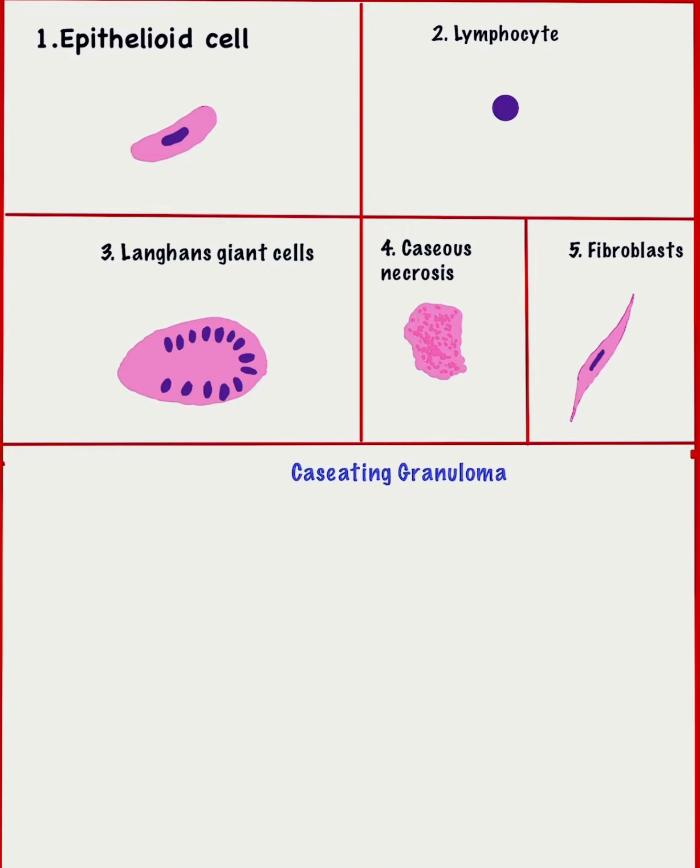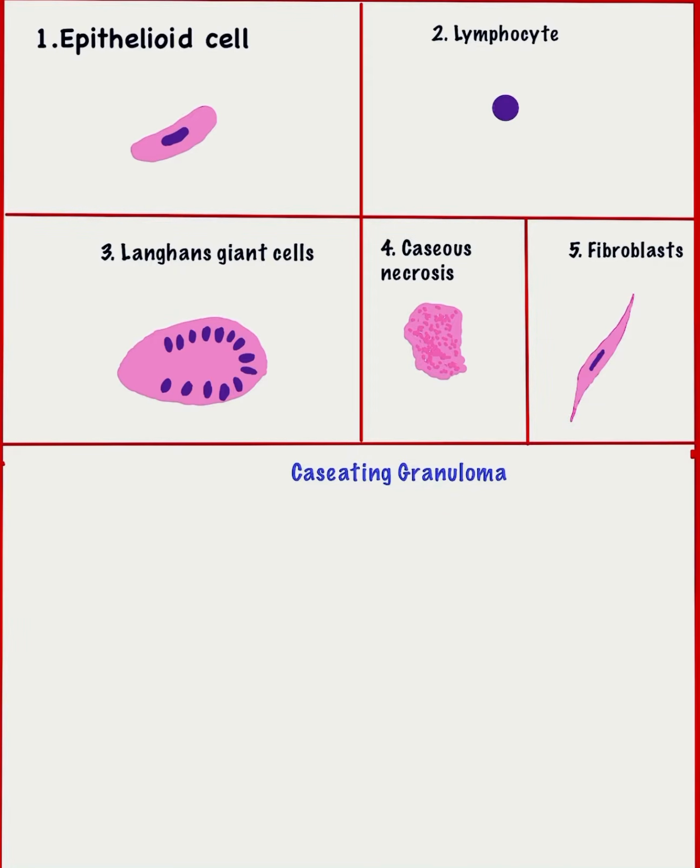So if a granuloma comes in exams, you can draw either caseating or non-caseating granuloma, but it is better to draw caseating granuloma for tuberculosis. And I'll just show you. It's very easy to draw. You just have to understand the concept and you will draw it very easily. So these are the 5 components of a caseating granuloma.